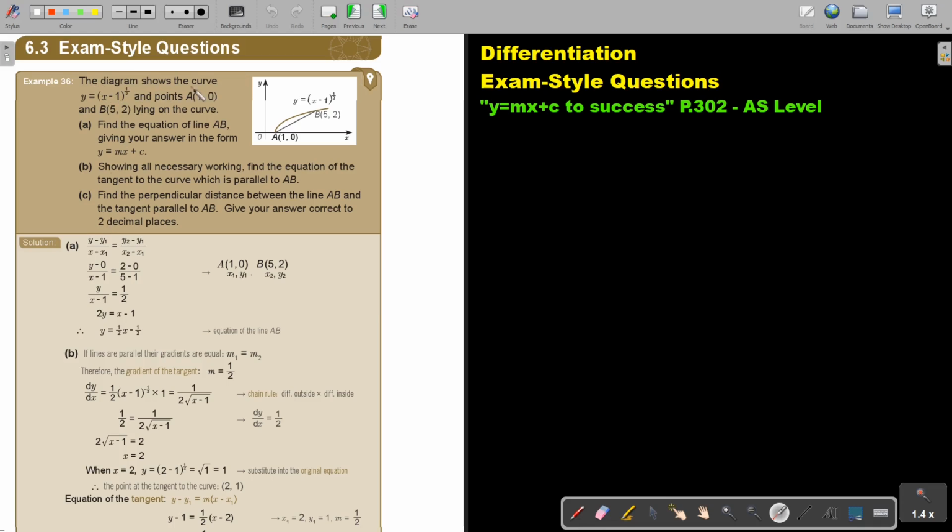The diagram shows the curve, this is the function, and points A (1, 0), there it is, and B (5, 2), lying on the curve. Find the equation of line AB, giving your answer in the form y equals mx plus c.